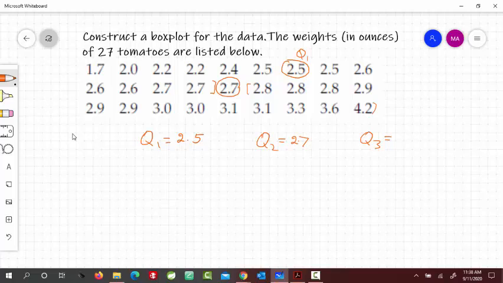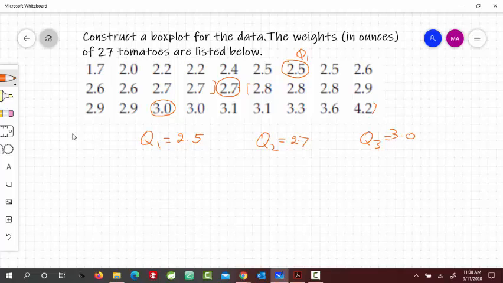Similarly, on the second half, starting from 2.8 all the way, again there are 13 values. So the middle would be the 7th value, dividing 6 on each side, and this would be this value 3.0, right? This would be your Q3, because this splits 6 values on the right side and 6 values on the left, 1, 2, 3, 4, 5, 6.